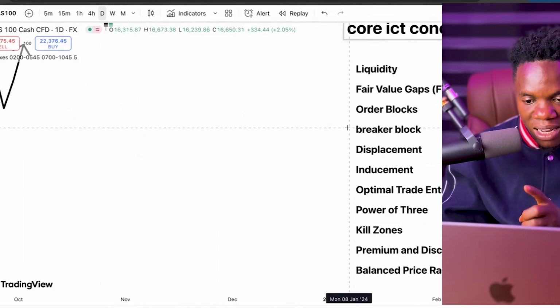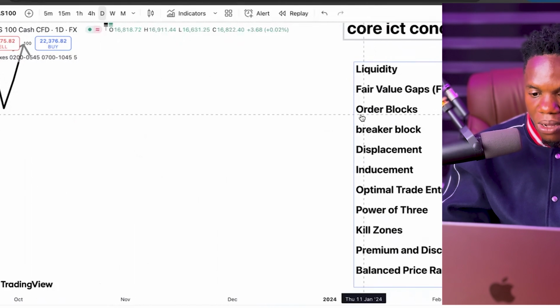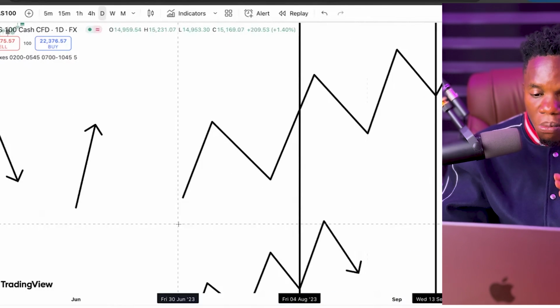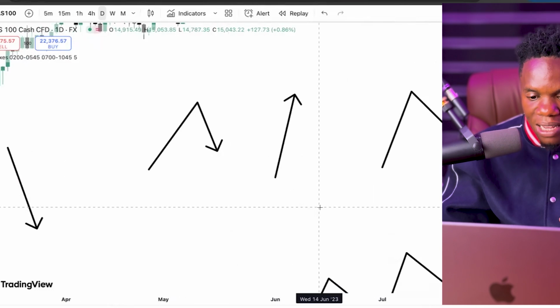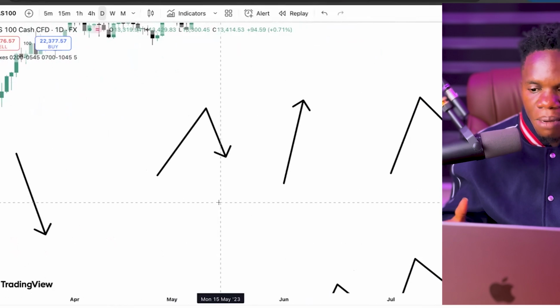So the first thing I will start with is fair value gap, then I'll talk about order block, then I'll talk about breaker block. But my joy at this point is that so many things are now becoming clearer to you guys, how to apply them in real life. So let's talk about fair value gap. What is fair value gap and how to use it?